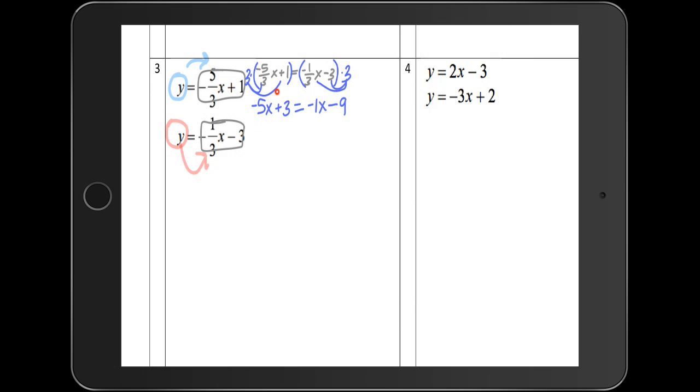So this one has an x and this one has no variable, so I cannot combine these two. The same thing is happening over here. This term has an x and this term has no x. I cannot combine these two.